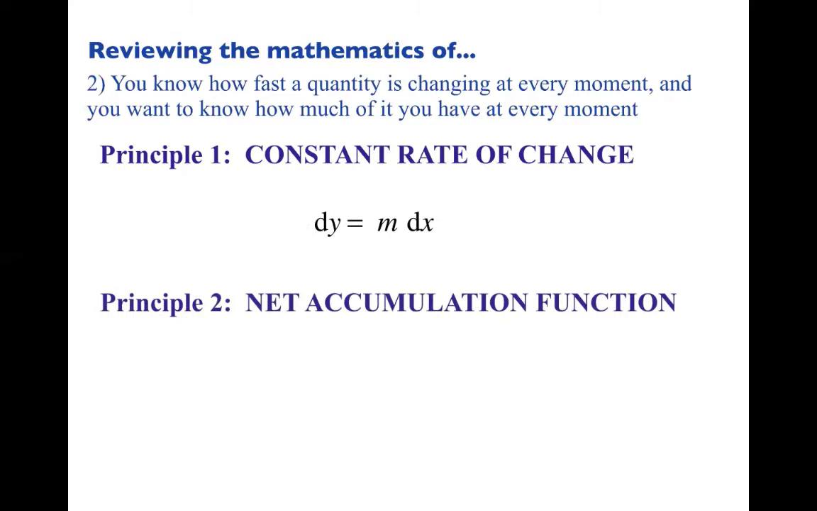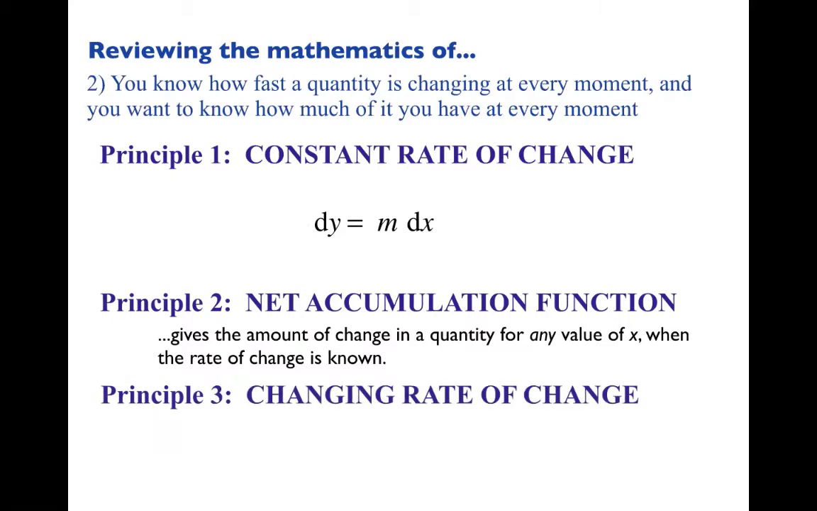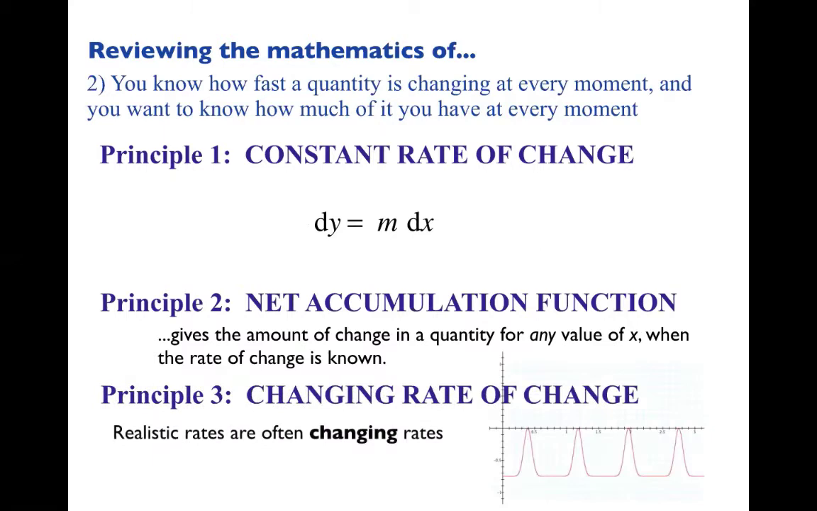Okay, so the second principle was a net accumulation function we talked about. That gives the amount of variation in some quantity for any value of x when the rate of change is known. And then we talked about how realistic rates are often changing rates. So rather than the flag lowering at a constant rate, if it's actually someone manually pulling the rope down hand over hand, then maybe this changing rate profile is more accurate than a constant rate the whole way.